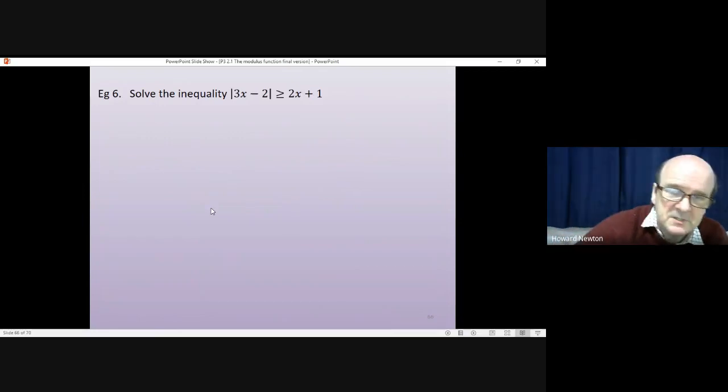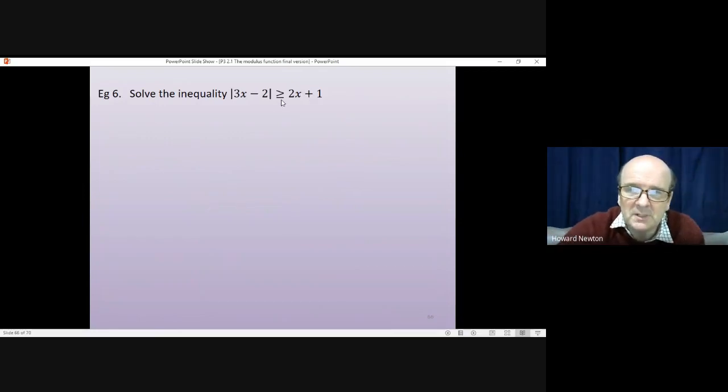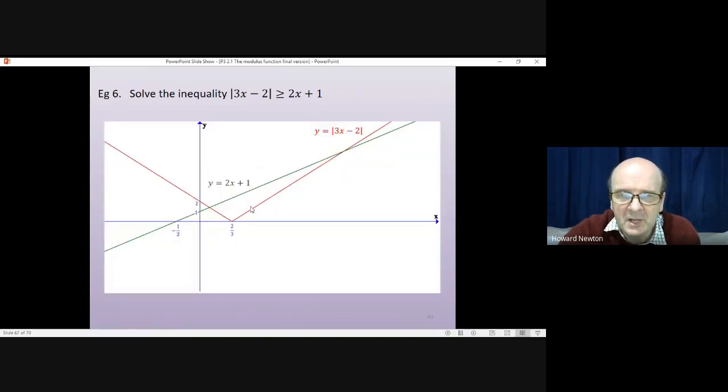One step more confusing than that is where they make this an inequality instead of an equation. Now, it's the same 2 functions we were just looking at. So the modulus of 3x minus 2 and 2x plus 1, we already know what those look like. So just going back to the graph that we'd already drawn. The red one is the modulus of 3x minus 2. The green one is y equals 2x plus 1.